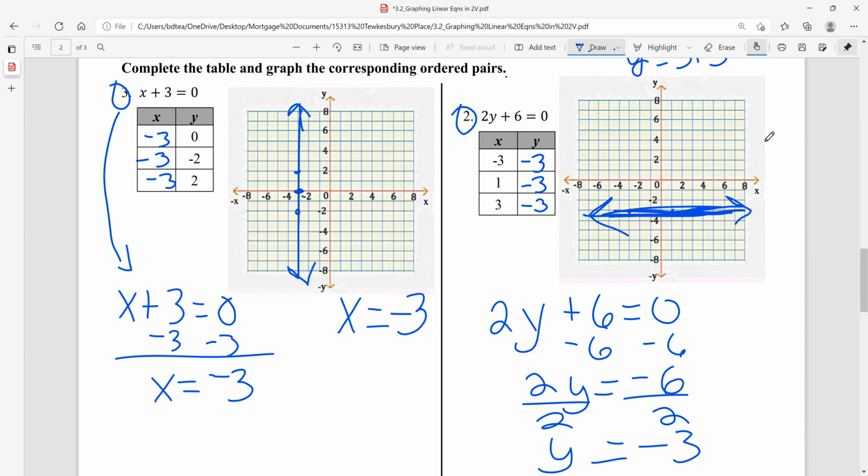All right, so this is the equation of a line, y equals -3. You want to get very familiar with the characteristics of horizontal and vertical lines, meaning that either x is constant, which is a vertical line, or y is constant, which is a horizontal line.